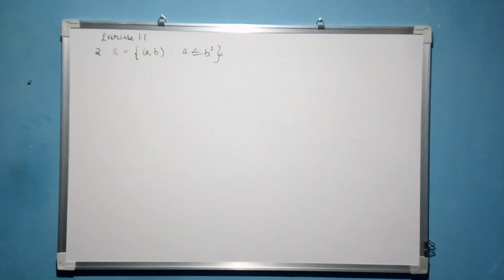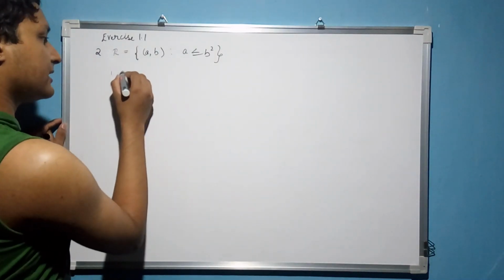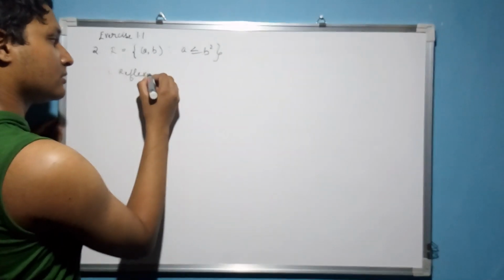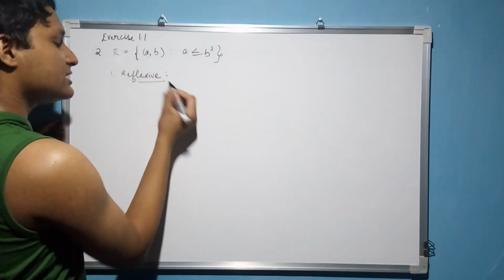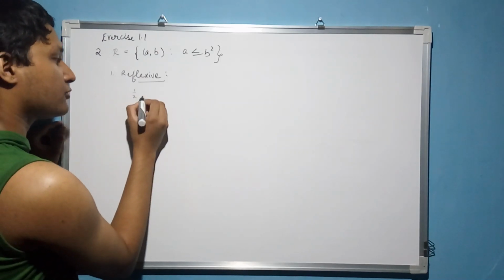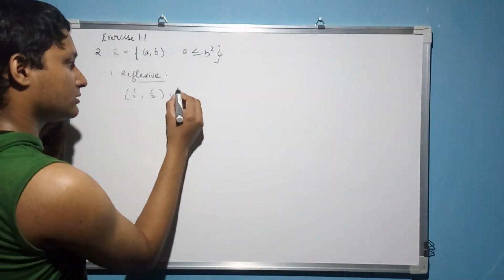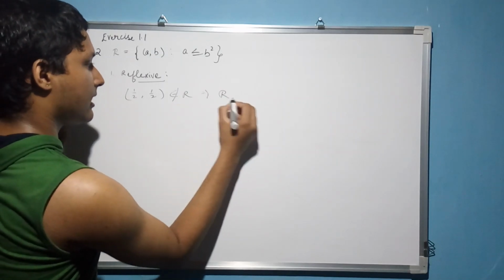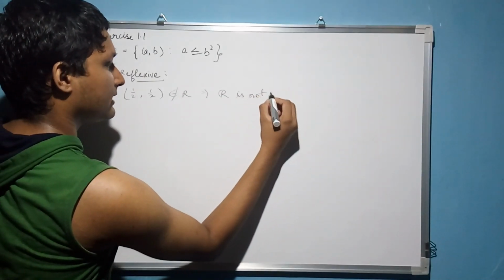Now we have the question from exercise 1.1, second question. The relation R on the real numbers says (a, b) belongs to R if a is less than or equal to b square. You have to show that it is neither reflexive, nor symmetric, nor transitive. So how do you need to show this? The first one is reflexive. Let me just give an example. (1/2, 1/2) doesn't belong to R, therefore R is not reflexive.